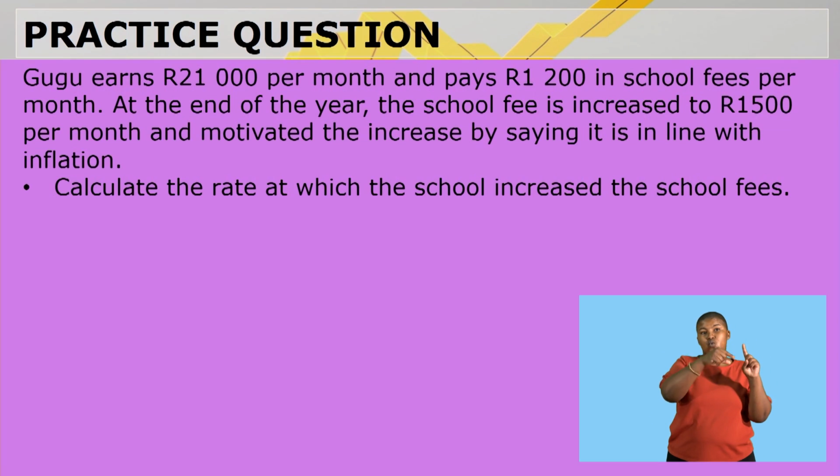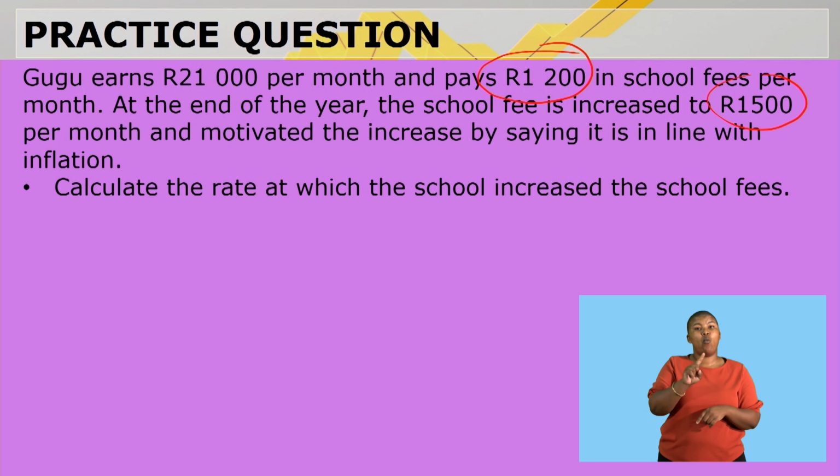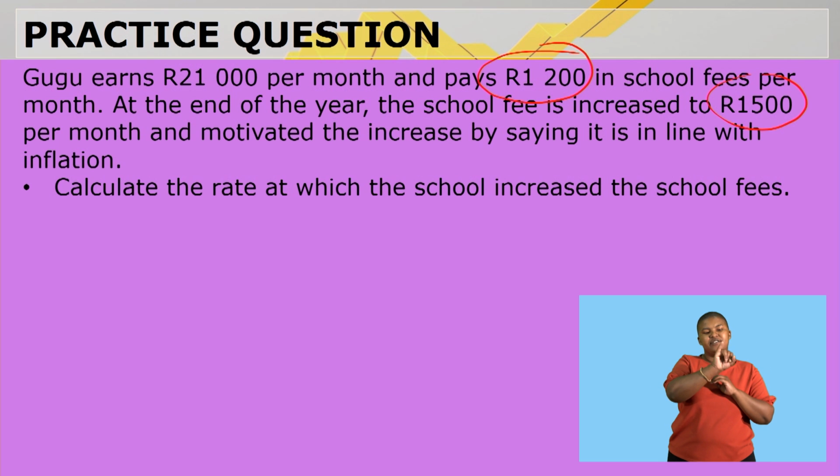And then let's look at another example. Gugu earns 21,000 Rand per month and pays 1,200 Rand in school fees per month. At the end of the year, the school fee is increased to 1,500 Rand per month and motivated the increase by saying it is in line with inflation. Calculate the rate at which the school increased their school fees.